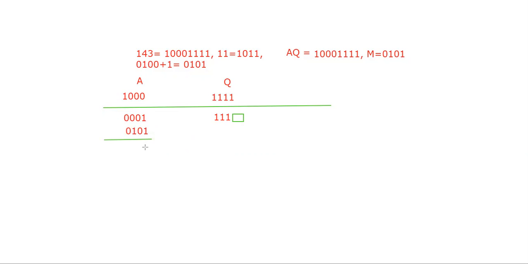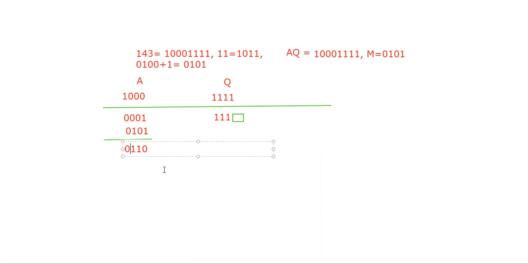So 1 plus 1 will be 0, and a carry will be generated. So 0 plus 1 will be 1. Then again 0 plus 1 will be 1. And the last bit will be 0. So this will be your result: 0, 1, 1, 0. Now check this bit, the MSB. This is 0. That means the number is positive.